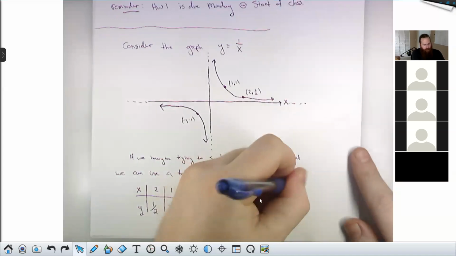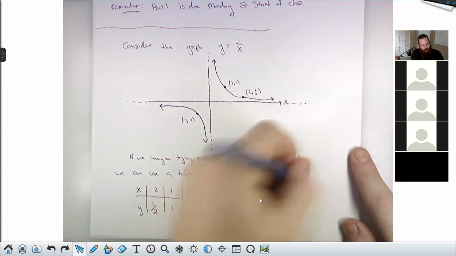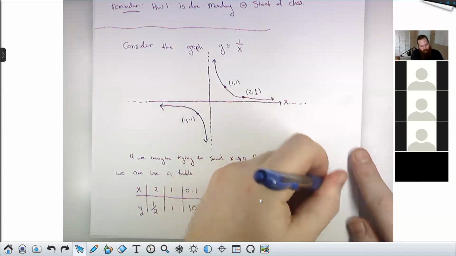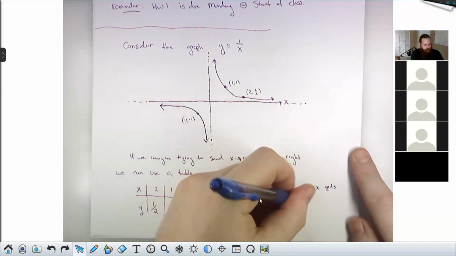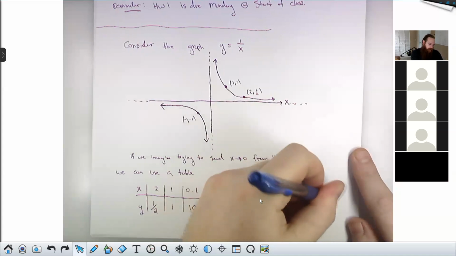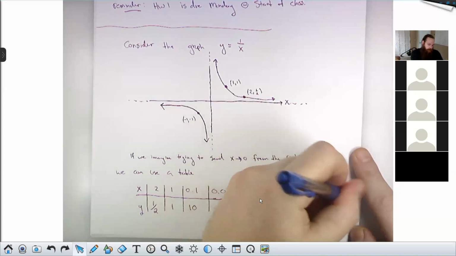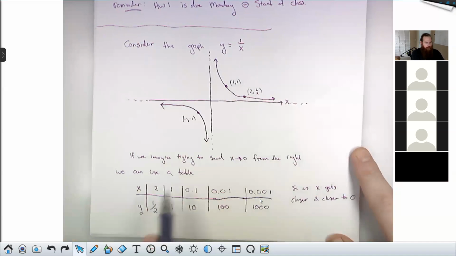So it appears as x gets closer and closer to 0, which is what these x values are doing, right? 2 is kind of close to 0. 1, that's closer. 0.1, that's getting really close to 0. 0.01, that's only off by 1/100th from 0. And so these x values, they are getting closer and closer to 0. Do we notice a pattern in the y values?